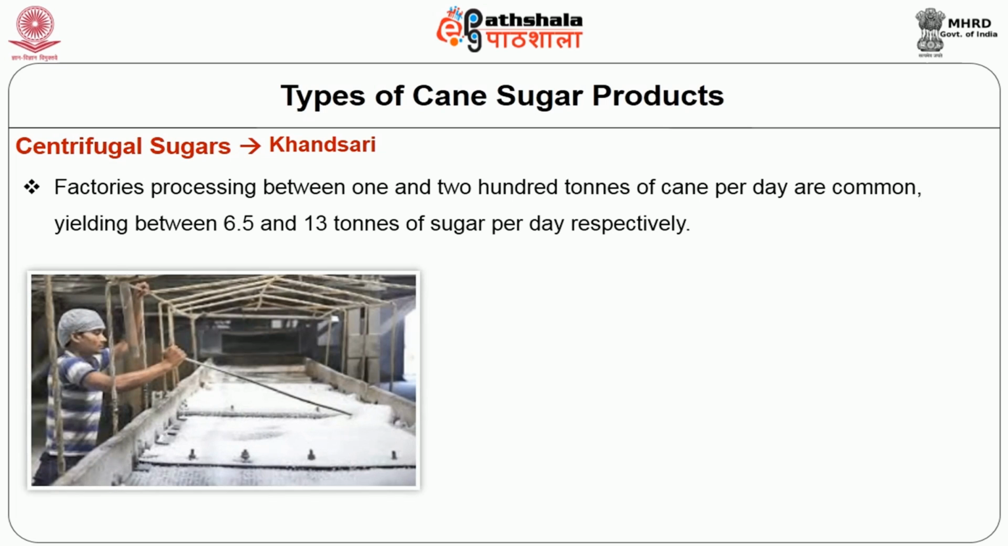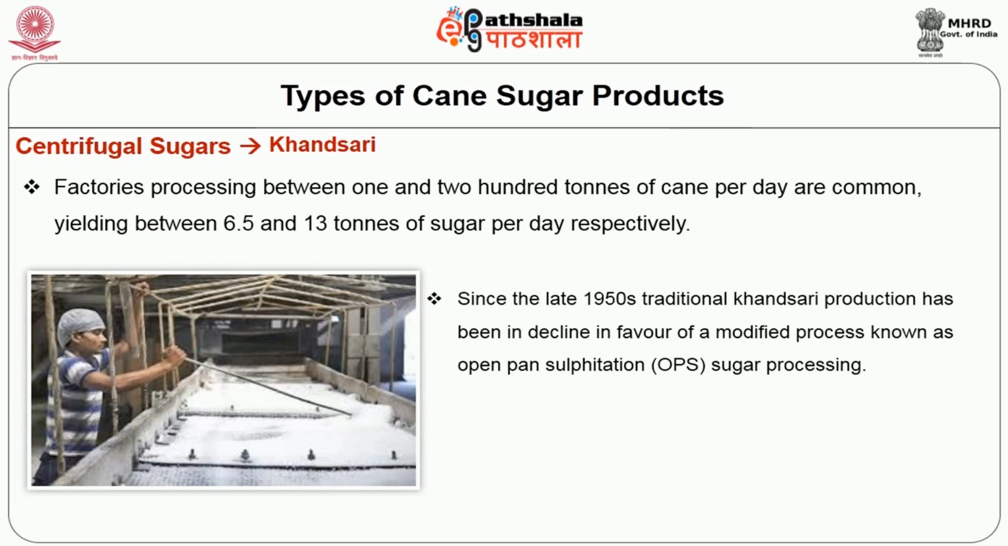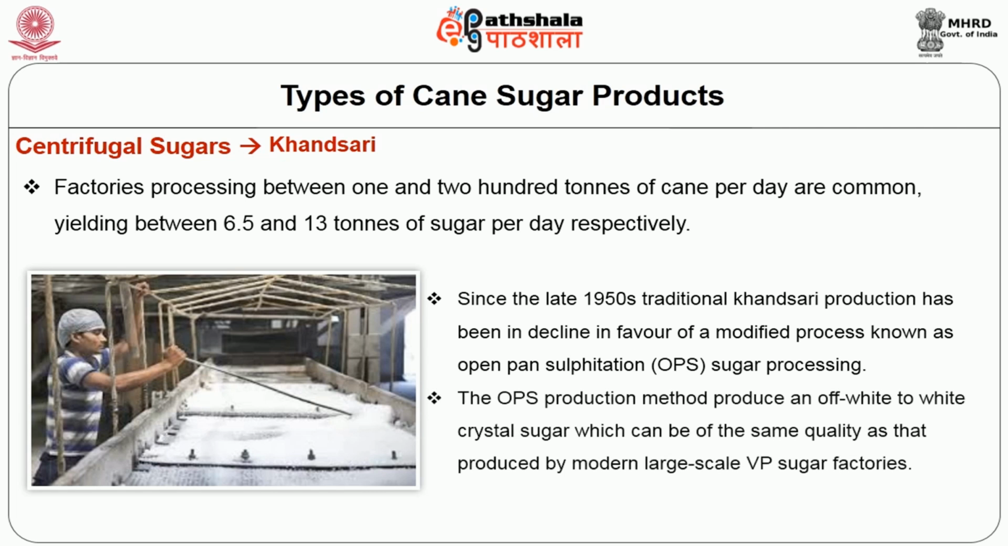Factories processing between 1 and 200 tons of cane per day are common, yielding between 6.5 and 13 tons of sugar per day respectively. Since the late 1950s, traditional kansari production has declined in favor of a modified process known as open pan sulfitation, that is OPS, sugar processing. The OPS production method produces an off-white to white crystal sugar which can be of the same quality as that produced by the modern large-scale VP sugar factories.